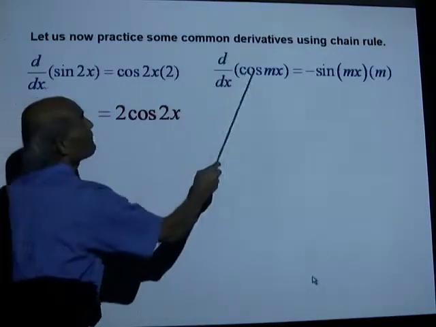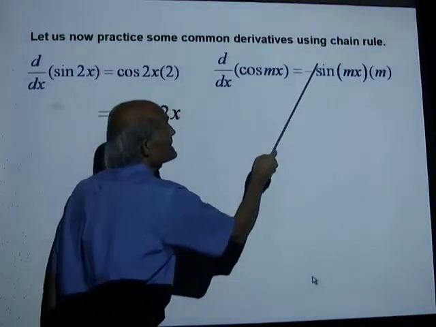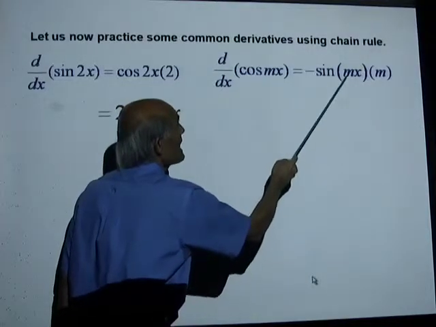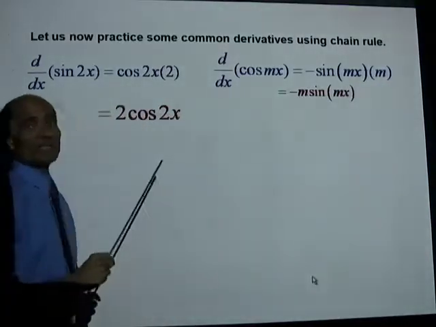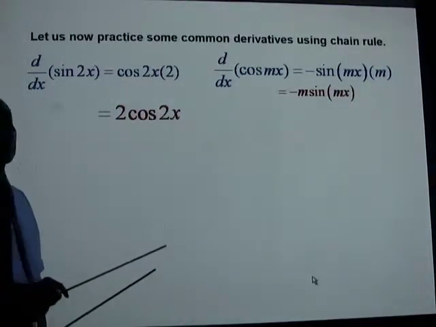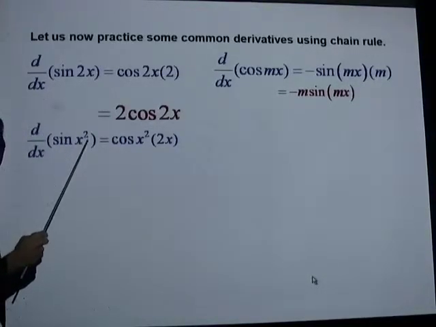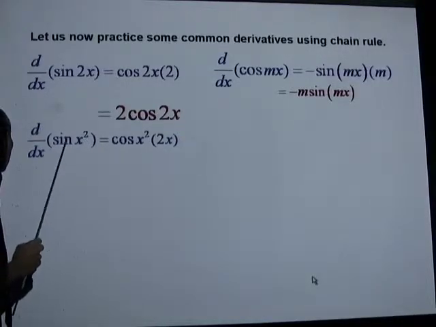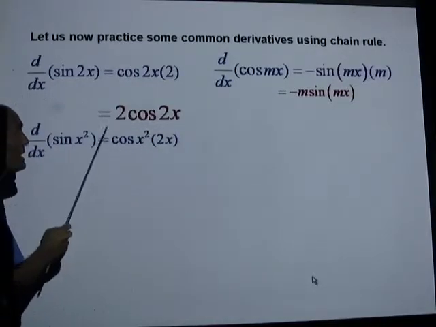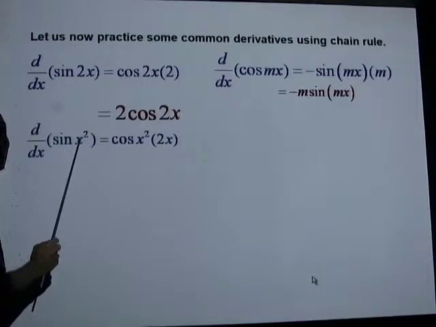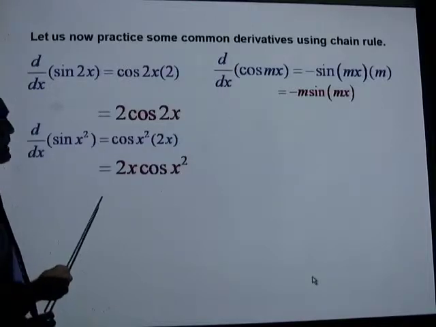The derivative of cos mx. The derivative of a cos quantity is negative sine quantity, negative sine mx, times the derivative of mx is m. That will be negative m sine mx. The derivative of sine squared x. Look at this. Sine squared x, a sine quantity. The derivative is cos of the quantity times the derivative of that quantity x squared, that is 2x. So that will be 2x cos x squared.